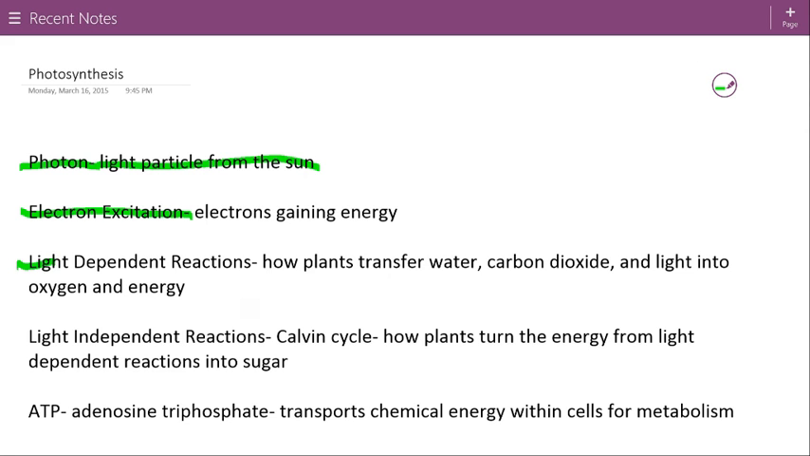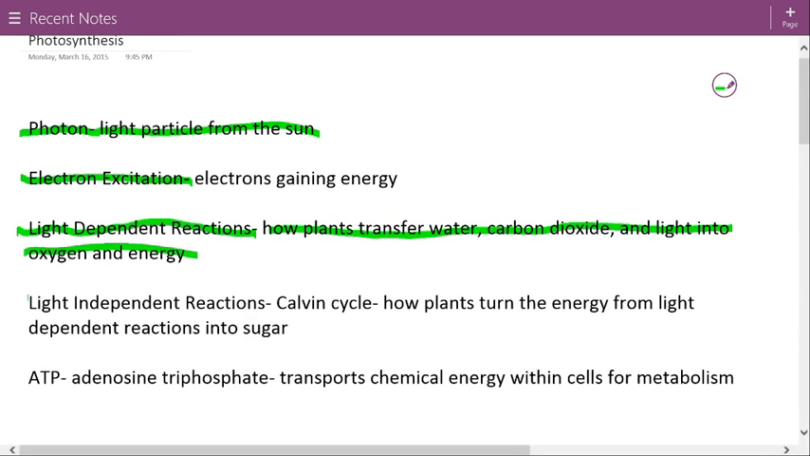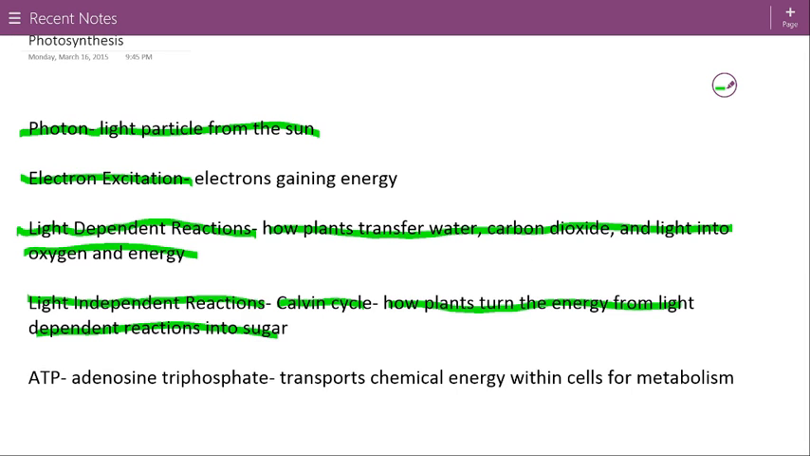Then we have our light-dependent reaction. That's the first half of photosynthesis, where it's using that energy from the photon. And that is basically just how plants transform water, carbon dioxide, and light into oxygen and energy. We also have the light-independent reactions, which we'll talk about next time. That's the Calvin cycle, and that's how plants turn energy from the light-dependent reactions into sugar.